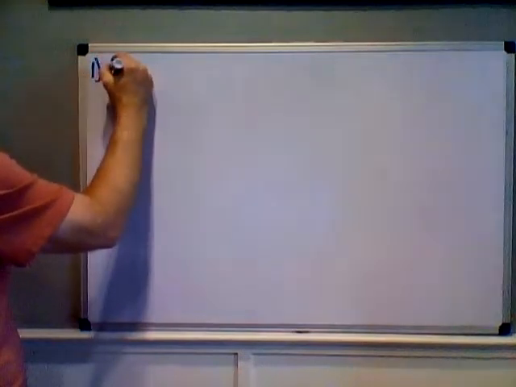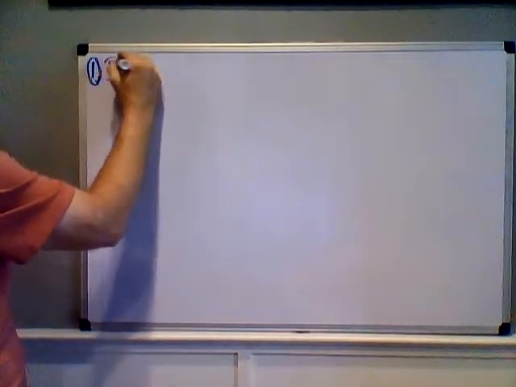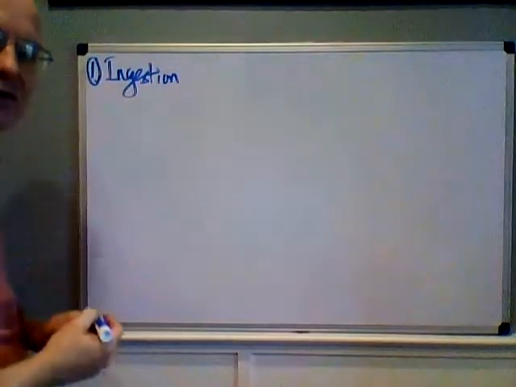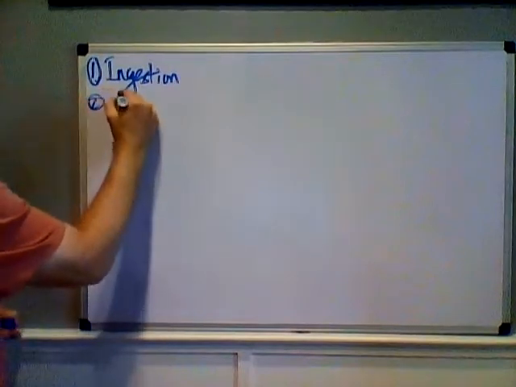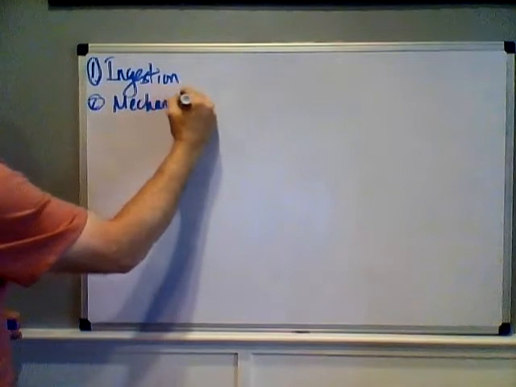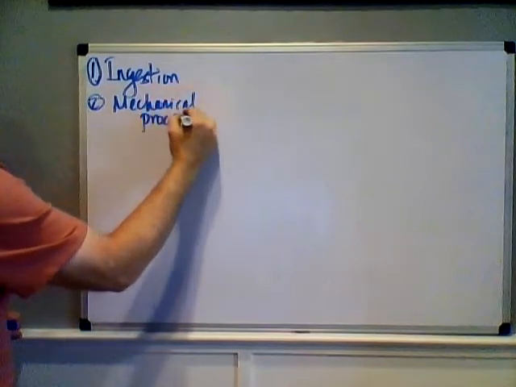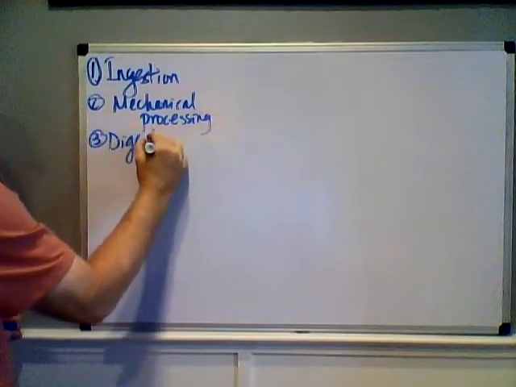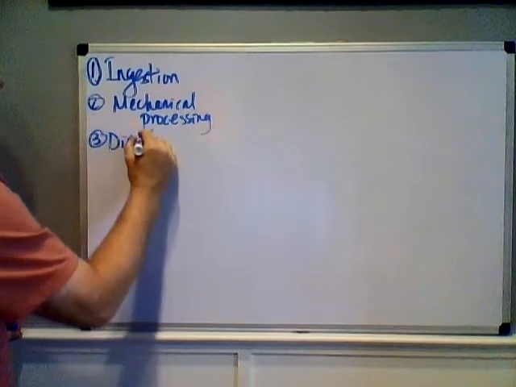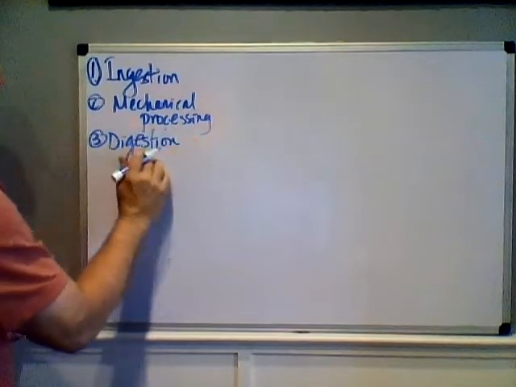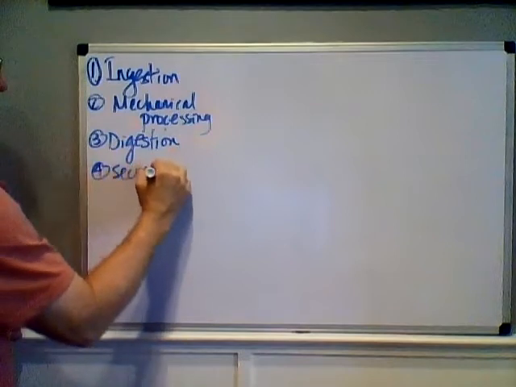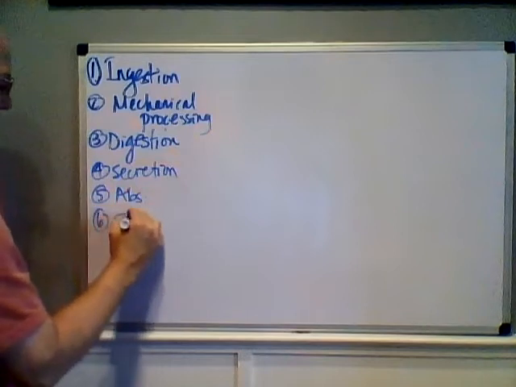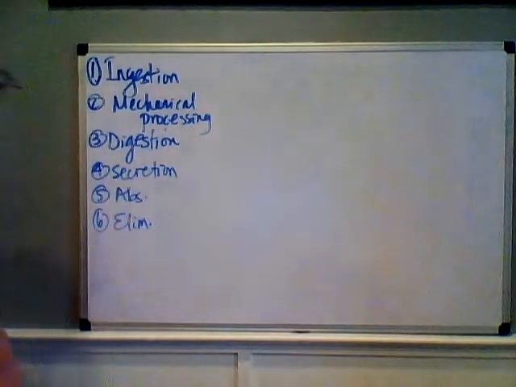So number 1 we said was ingestion. My penmanship's a little shoddy, but you got the idea. 2 would be mechanical processing. Physical breakdown of food. 3 would be digestion. 4 would be secretion. 5 would be absorption. And 6 would be elimination. Okay. Those are the 6 things we just did.